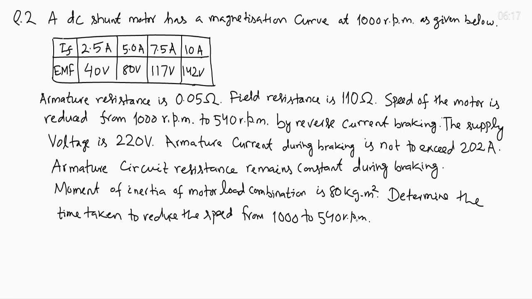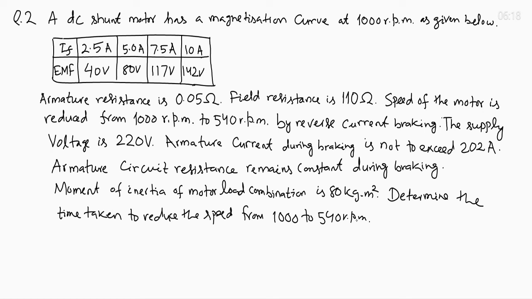The second question is like this: a DC shunt motor has a magnetization curve at 1000 rpm as given below. When field current IF is 2.5 ampere, EMF is 40 volt. When field current is 5 ampere, induced EMF is 80 volt. When field current is 7.5 ampere, induced EMF is 117 volt. And when the field current is 10 ampere, induced EMF is 142 volt. Armature resistance is 0.05 ohm, field resistance is 110 ohm.